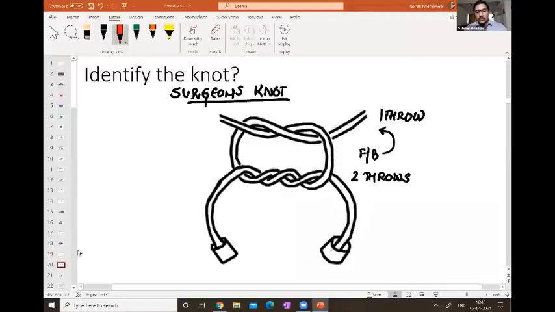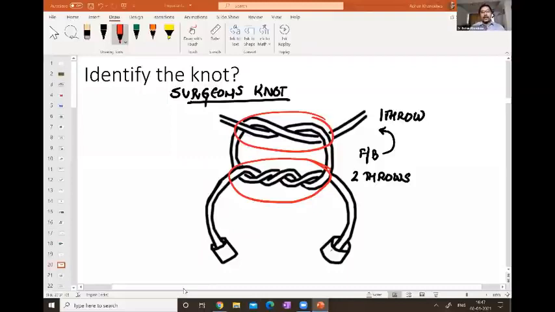Surgeon's knot, you have 2 throws followed by 1 throw. Those who've done skin suturing must have rotated your thread 2 times around the needle holder first, and then a single time. So if you rotate it 2 times, followed by 1 time, you are actually taking a surgeon's knot, which is also a secure knot. So I hope this difference between square and surgeon's is clear. Just give me a thumbs up in the chat box, please, if you are able to differentiate between the two knots which I've just told you. Perfect. Good.